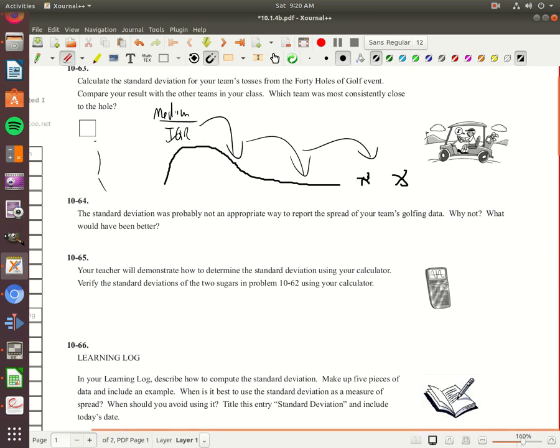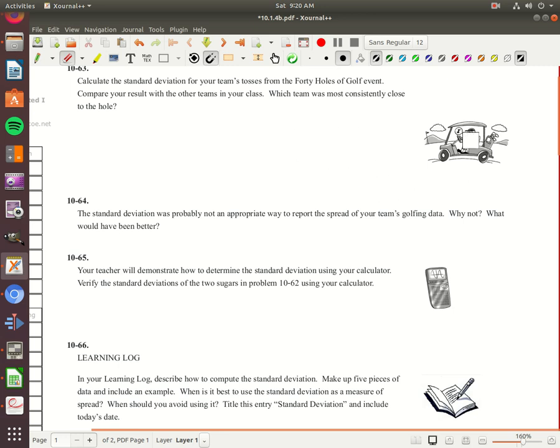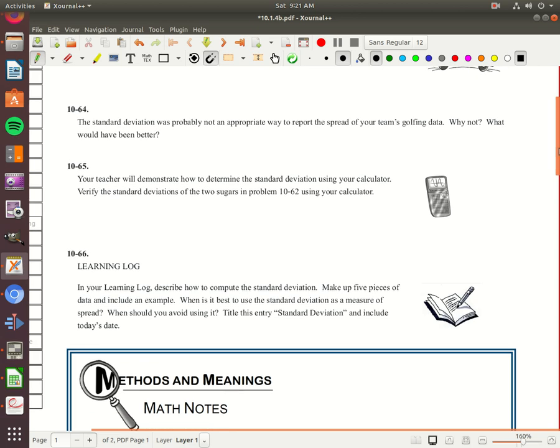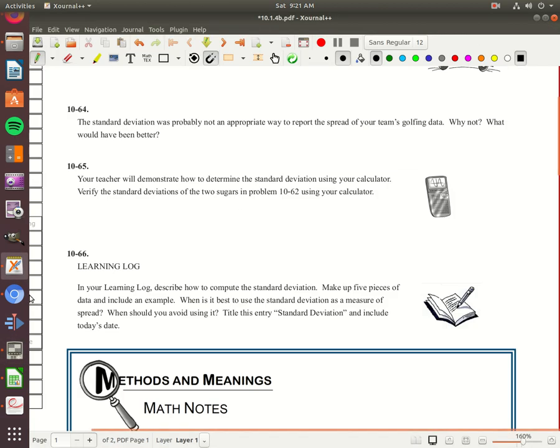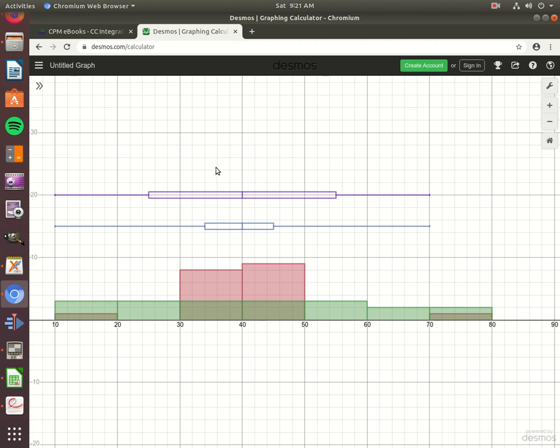All right, now let's go to 1065, and this is where I was screwing up on the last one, and I apologize for that. It says your teacher will now demonstrate how to determine the standard deviation using your calculator. Well, we used 3 calculators so far. We used Excel, we used the TI-84, and we used Desmos. So we had a lot of different things going on here. So I'm going to show you how to use it with each of them.